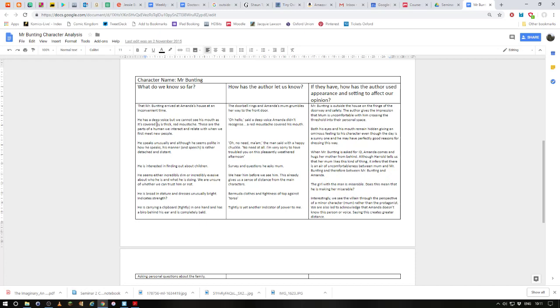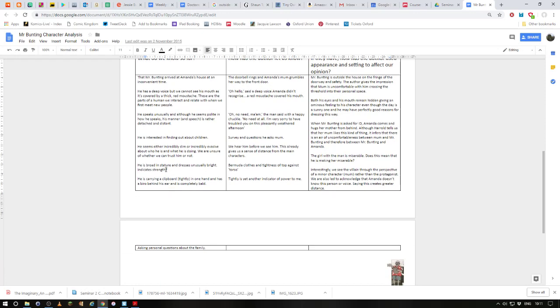So maybe you hide their eyes some way. Maybe it's sunglasses, maybe it's a cap, maybe it's a hoodie, maybe it's something completely different. It's up to you. He was interested in finding out about children. He was socially inept. His size meant he was a little bit disturbing. So think about what sizes we see in people that we don't like. It sounds a bit awkward, doesn't it?